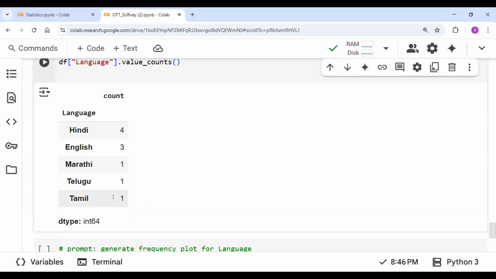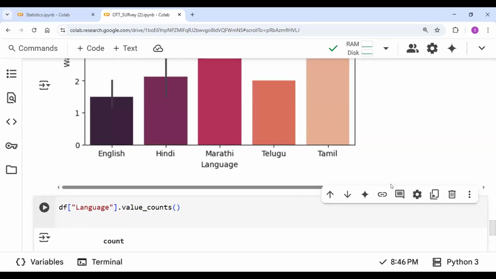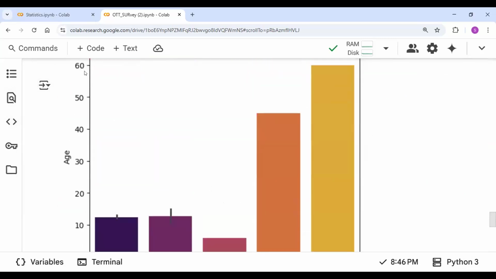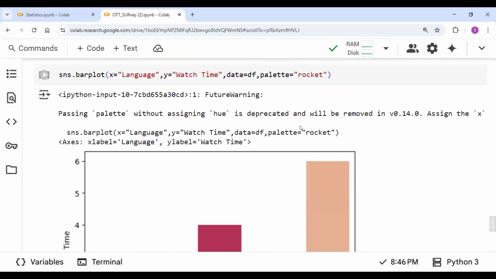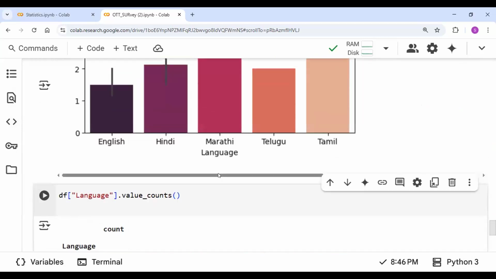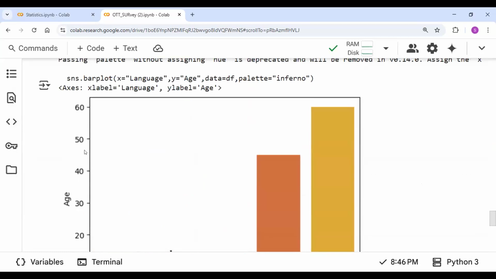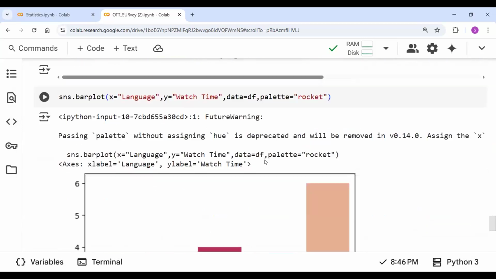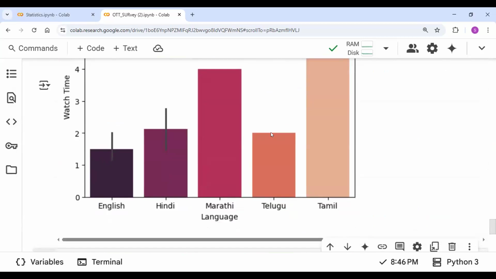So only one record falls in this particular Tamil, even for Telugu. So maximum number of customers belong to the Hindi language, right? Next to Hindi language, English language. The maximum number of customers for this OTT platform. Tamil, only one person is there, and their age group is 60 plus, and they are watching Tamil movies. Similarly for Telugu also, only one customer is there, belonging to nearly 45 plus of age, and his watch time is two hours.